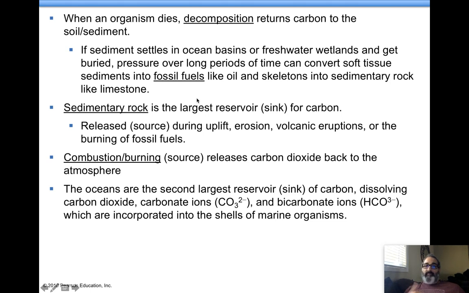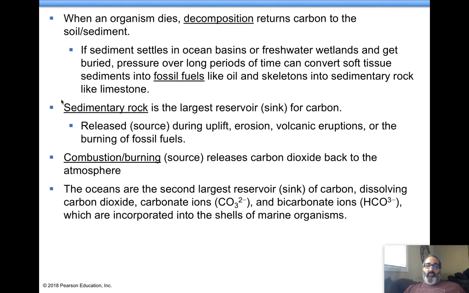Carbon gets turned into coal. It gets turned into natural gas, methane gas. It can get turned into petroleum or oil. Those are the different fossil fuels. The largest reservoir of carbon is sedimentary rock. Right? So within these rock structures, you have coal, and that is a reservoir. It's not a source, excuse me. It's a reservoir.